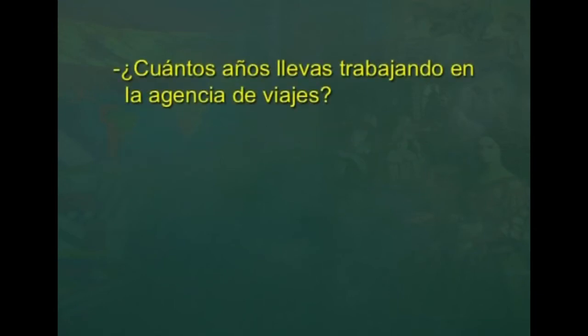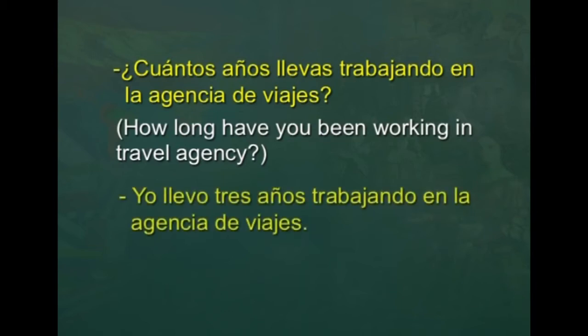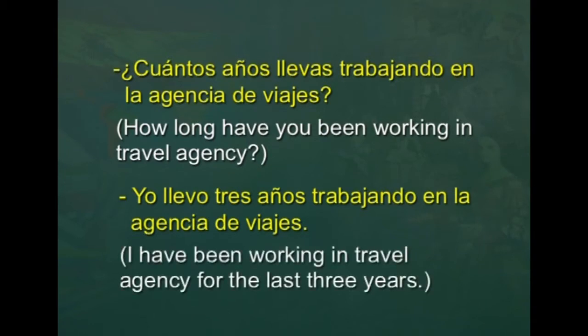Suppose I ask you, ¿cuántos años llevas trabajando en la agencia de viajes? How long have you been working in this travel agency? How would you reply? Have you understood the structure well? ¿Sabes qué significa cuánto? Yes? Wonderful. Yes. It's how many or how much. Go ahead. You can say, Yo llevo 3 años trabajando en la agencia de viajes. I have been working in this travel agency for the last 3 years.